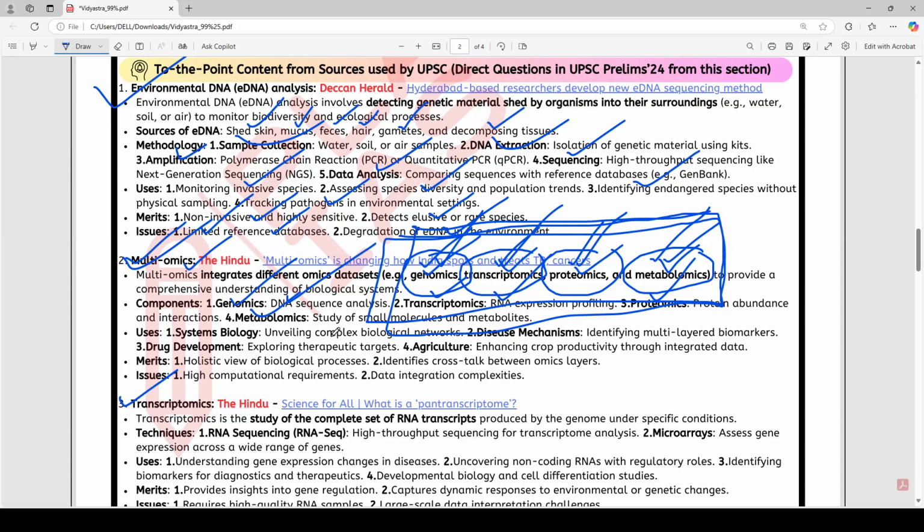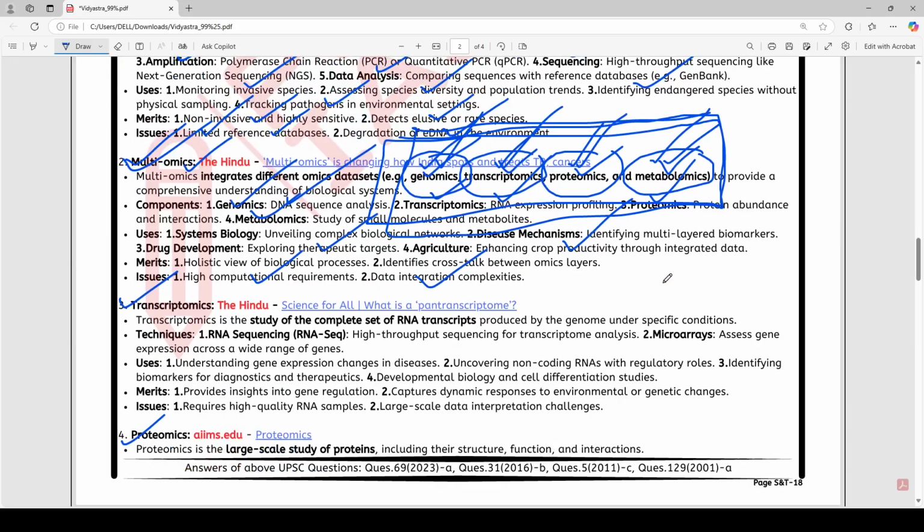Okay, and as I said, what is it used for? For drugs, enhancing crop productivity. It can be used in other things. Wherever any complex biological process is taking place, it can be used. Okay, but it has high computational requirements. Why? Because so much data is there. Data integration is complex, because these are different levels.